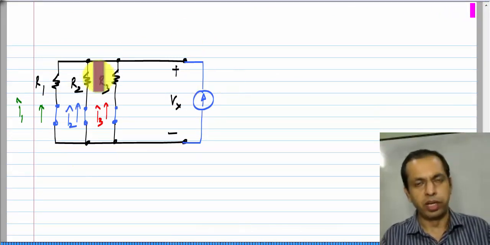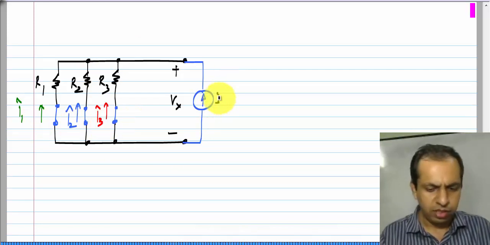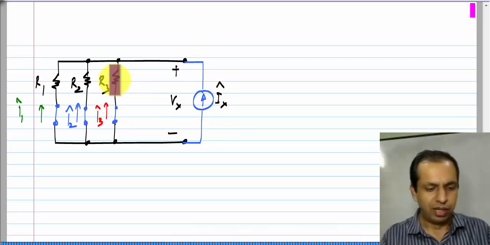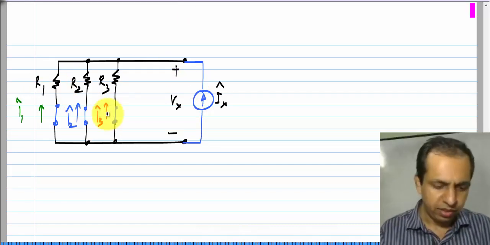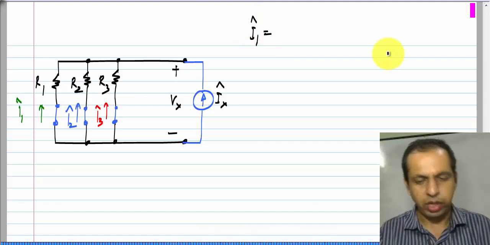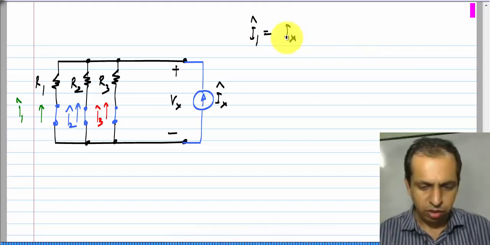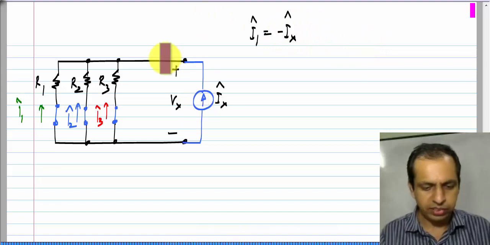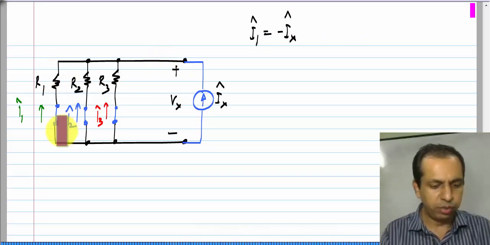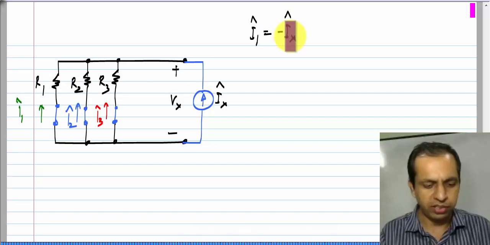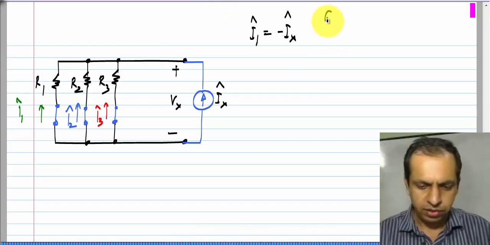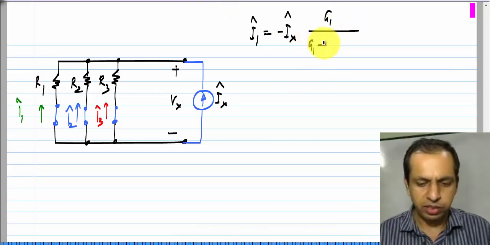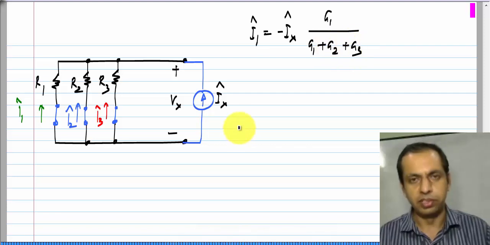So, this is the reciprocal case and I have to find I 1 hat, I 2 hat and I 3 hat over here, and I have this current I x hat injected from this side, and this is just current division, right, into 3 resistors or 3 conductances, and that is very easy. I know that I 1 hat is simply minus I x hat. I know that I x hat is injected in this direction. So, the actual current in R 1 will be in the opposite direction in terms of I x hat. So, I will have minus I x hat times the ratio of conductances. This is the current divider case. So, G 1, which is 1 by R 1, divided by G 1 plus G 2 plus G 3.